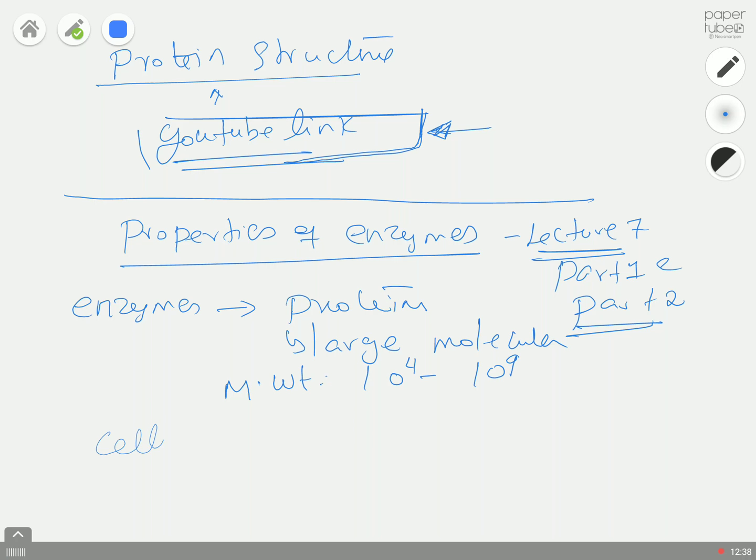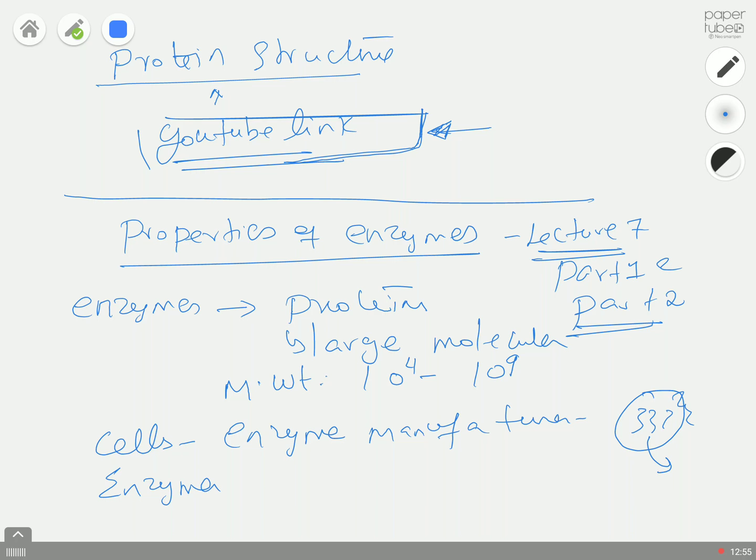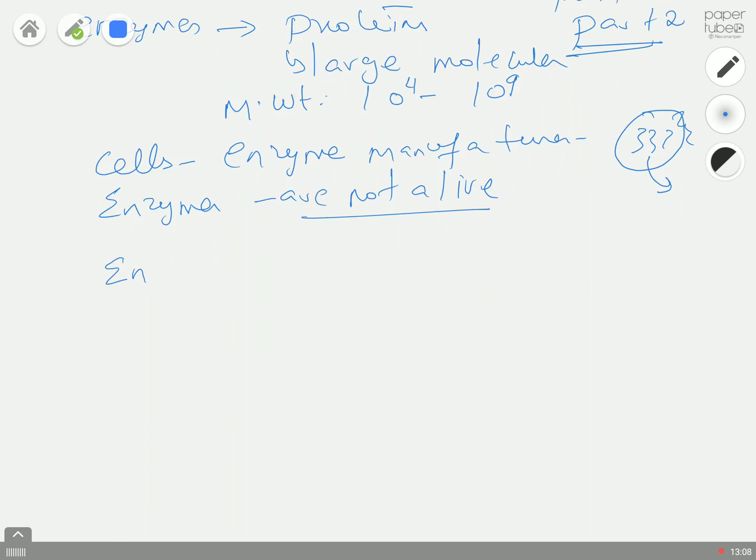And cells, you can call them enzyme manufacturers. So you have a cell, and then you have enzymes inside. So you break the cell and take the enzyme out. So that's why we call it an enzyme manufacturer. And enzymes are not alive. So they are a biological product. So you break the live cell and take the enzymes out, and then we discussed the difference between an enzyme versus a live cell.